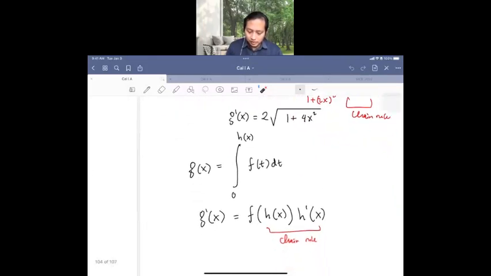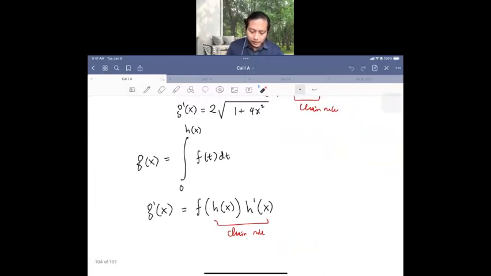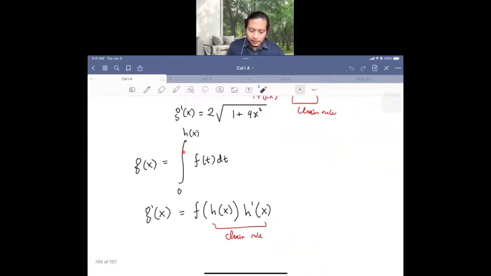So basically, if we have this g of x, and g of x is the integration from 0 to some function of x, let's say h of x, of f of t dt, then the g prime, or the first derivative, is the function itself, and then we plug in the h of x, and then we have multiplication by the h prime of x. This is because of the chain rule that we have.